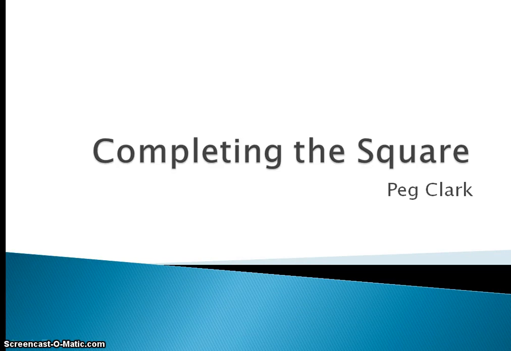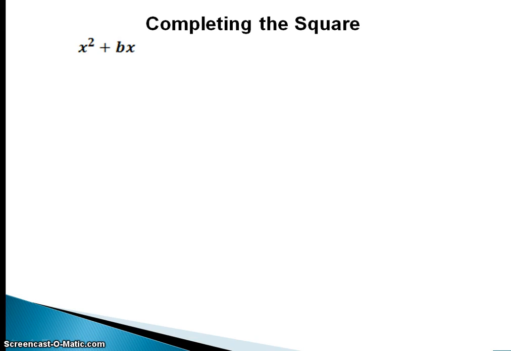Welcome to this lesson on completing the square. Now suppose we had a quadratic that had no c value. It looked like this, x squared plus bx. What would we do with that? Well, we'd want to complete the square in order to solve for x. So let's take a look at that process.